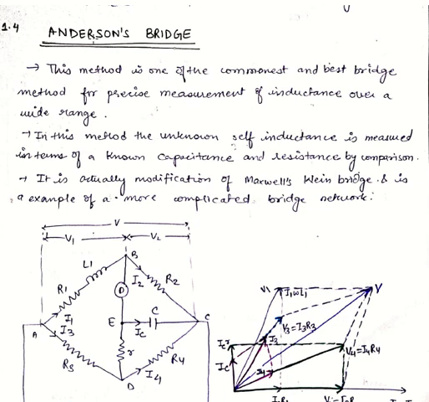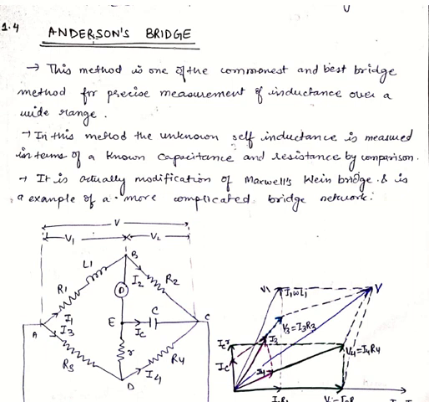Good morning, students. In the previous lecture, we studied the Hay's bridge as a part of measurement of self-inductance. In today's lecture, we will study the Anderson bridge. This is the last part of measurement of self-inductance in the AC bridge chapter. Basically, the Anderson bridge is used for the measurement of low self-inductance or inductance coil.